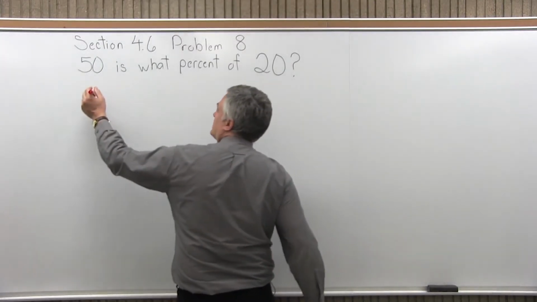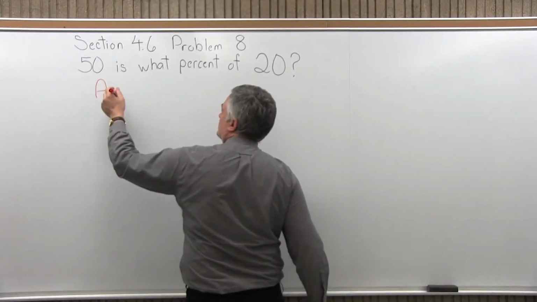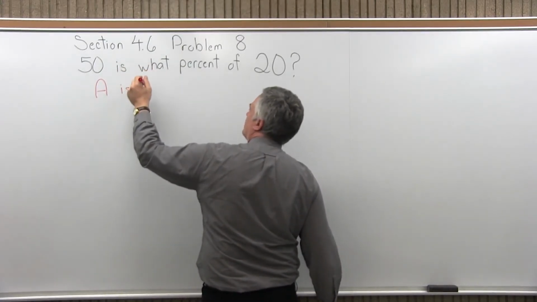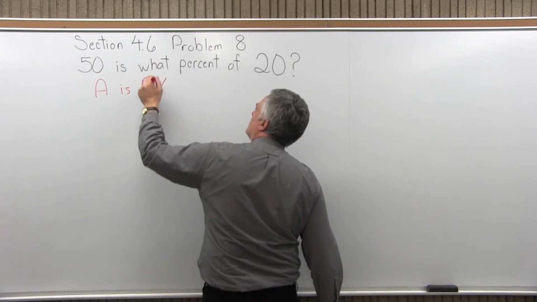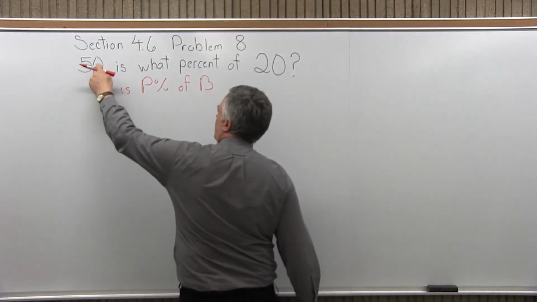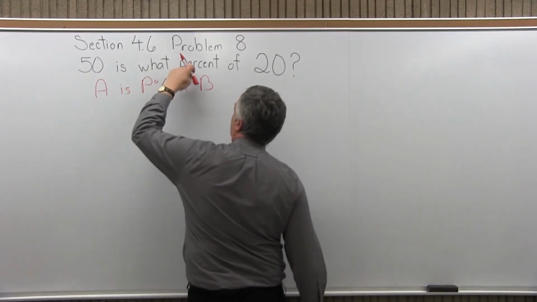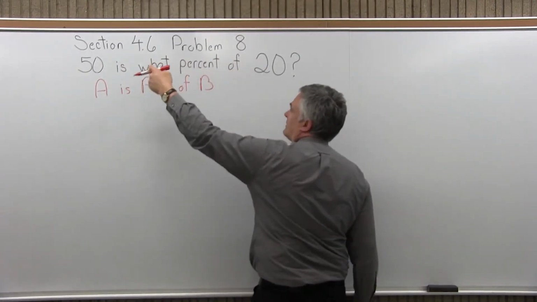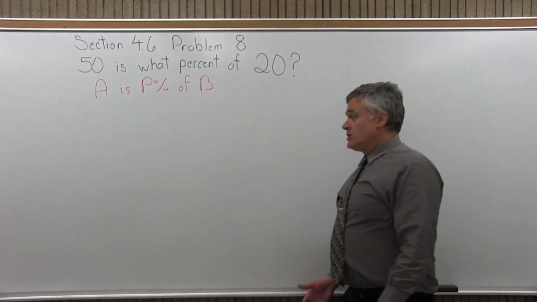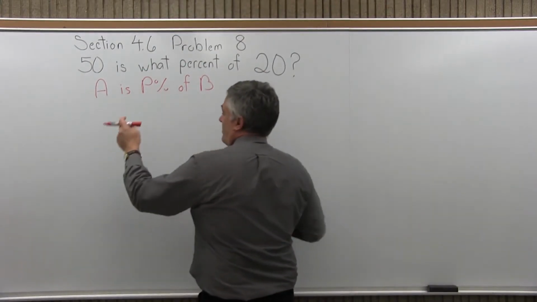So with the problems from this section, we want to solve them as a proportion, and that means that the sentence that's the question has to be written A is P% of B. And that's what we have. A is P% of B. The A is 50, the percent is unknown, and the B is the 20. So we don't have to rewrite it. If it weren't in that form, we have to rewrite it.